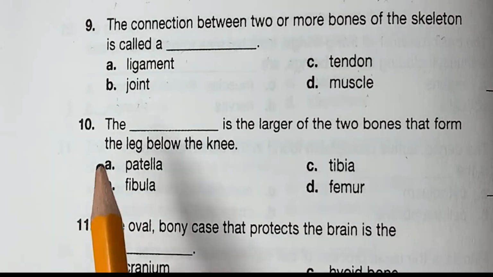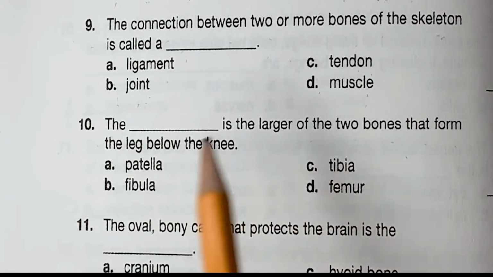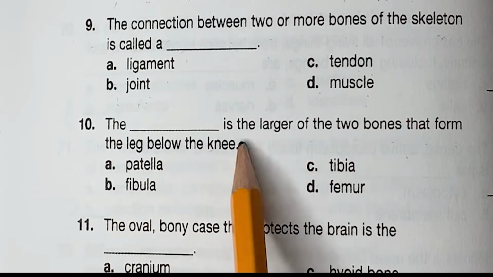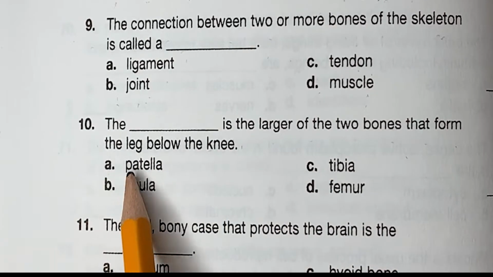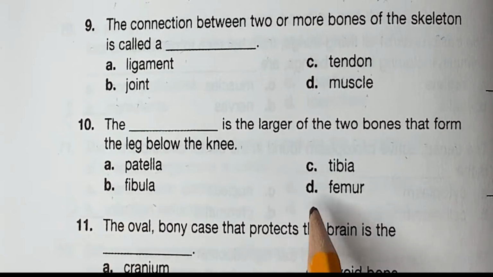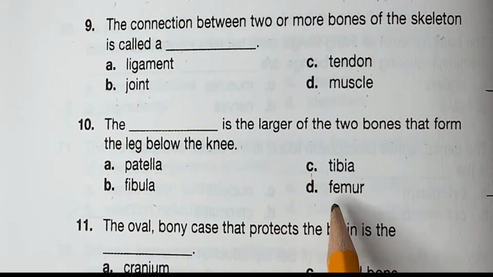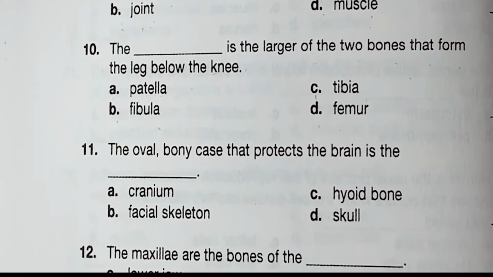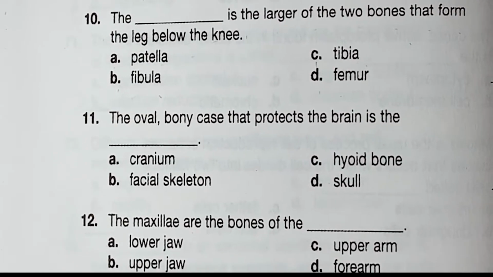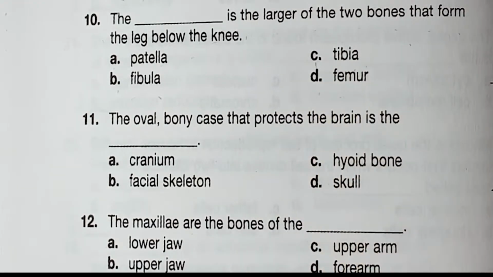Number 10. The blank is the larger of the two bones that form the leg below the knee. Is it A, the patella, B, the fibula, C, tibia, or D, femur? And your correct answer is C, tibia.